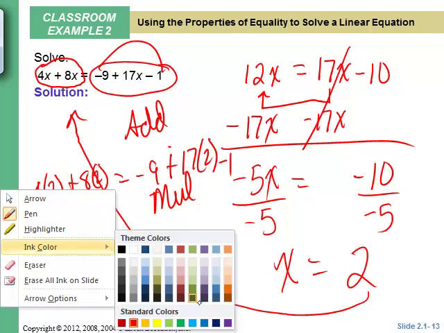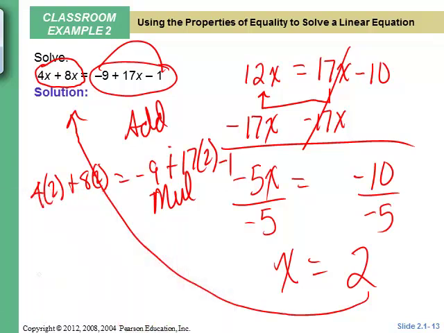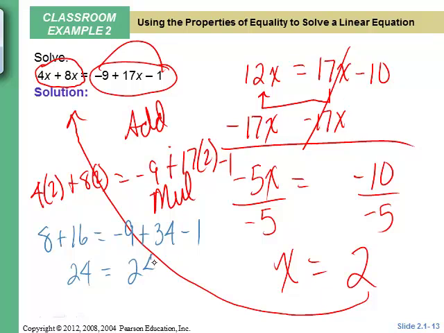I'm going to change colors here. Getting a little crowded in my red category, isn't it? 4 times 2 is 8, plus 8 times 2 is 16. Do we get negative 9 plus 34 minus 1? 8 and 16 is 24. Negative 9 plus 34 is 25 minus 1 is 24. So our solution checks. Let's go on.